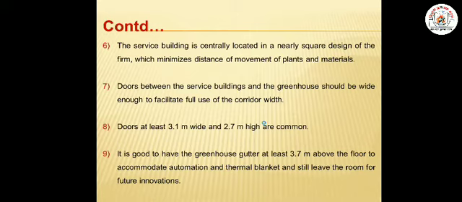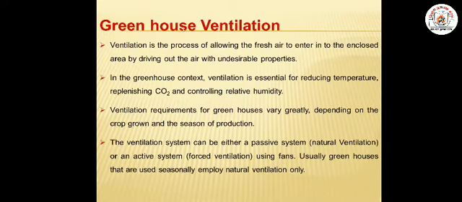And next to that is the greenhouse ventilation. Now, what do you mean by the term ventilation? Ventilation is the process of allowing fresh air to enter into the enclosed area by driving out the air with undesirable properties. That is ventilation. The process of allowing the fresh air to enter into the enclosed area or into the greenhouse structure by driving out the air with undesirable properties, that is ventilation.